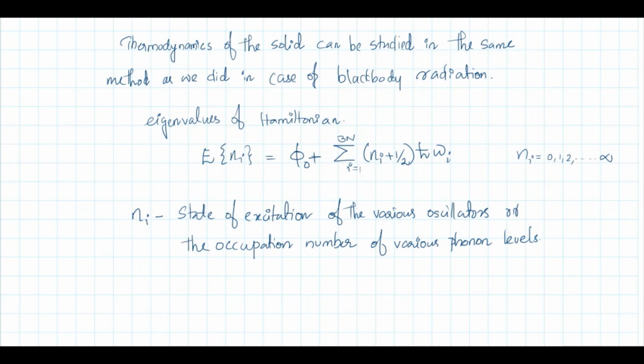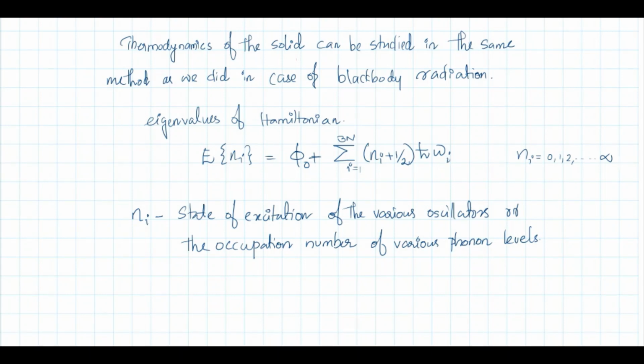Now we can derive the thermodynamics of a solid in the same method as we did in the case of black body radiation. First we will define the energy eigenvalues of the Hamiltonian, given by the minimum energy φ0 plus, for the 3n one-dimensional harmonic oscillators, the energy eigenvalue sigma i equal to 1 to 3n (ni plus half) ħωi. These ni's are numbers and can take values 0, 1, 2, etc. up to infinity. This i can take values 1 to 3n, as there are only 3n harmonic oscillators.